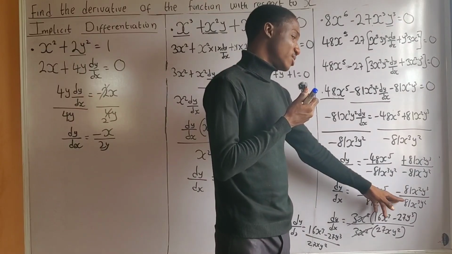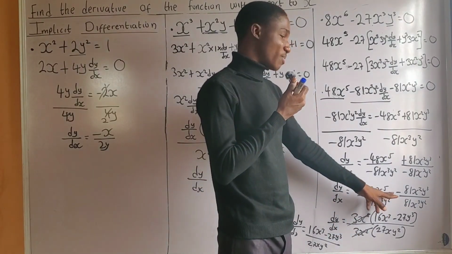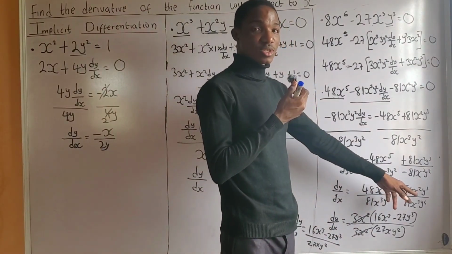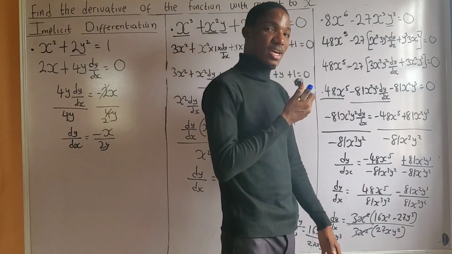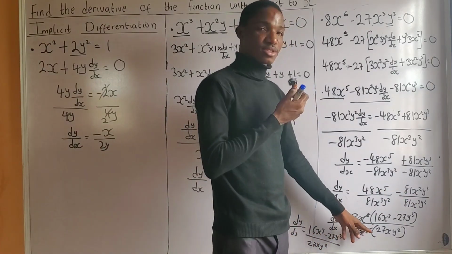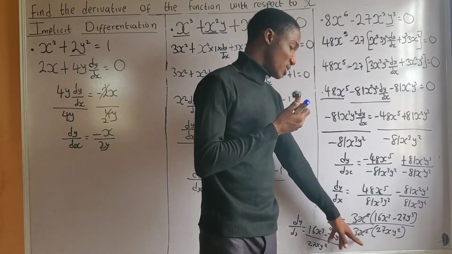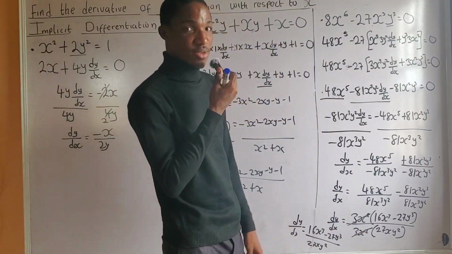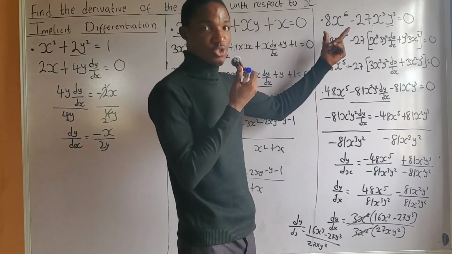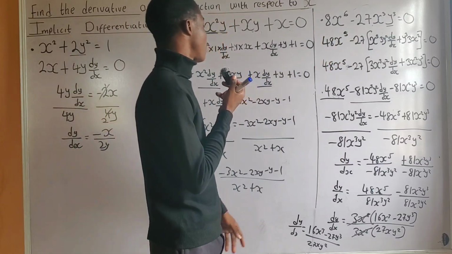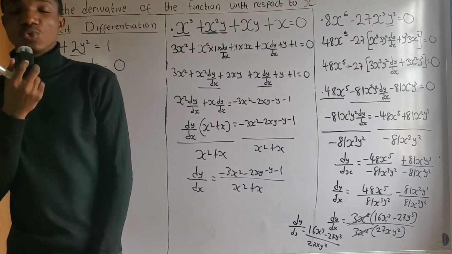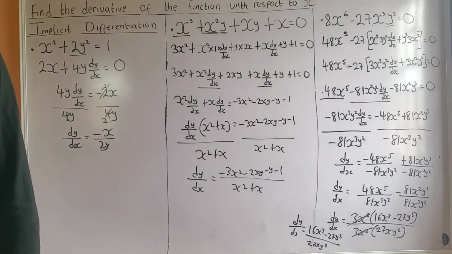If you take the LCM again, you're going to have 48x to the power of 5 minus 81x raised to the power of 2 y raised to the power of 3. Are you getting it? So I factorize 3x raised to the power of 2. Then when I'm done with this, cancel this. So I'm left with this, which is the final derivative of this function. Do you understand? Okay, so you can see that it is easy to differentiate an implicit function.